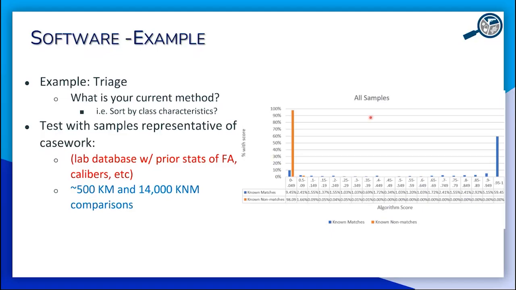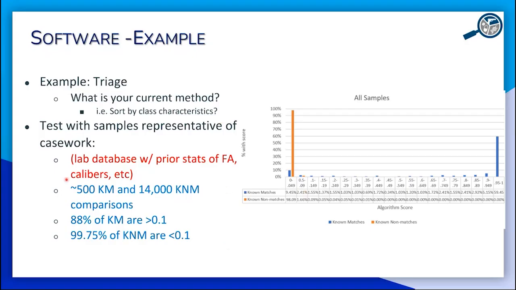And this is the distribution of scores that we obtained from this study. If you look at the data, 88% of the known matches score higher than the threshold of 0.1, and 99.75% of the known non-matches score less than 0.1.